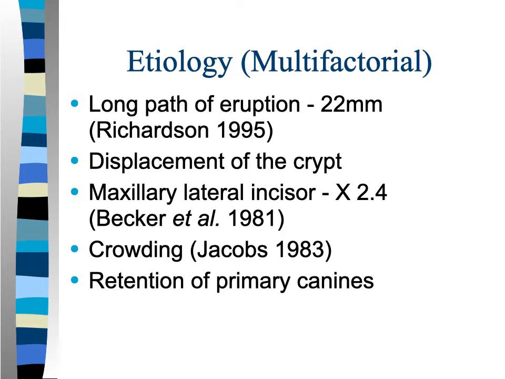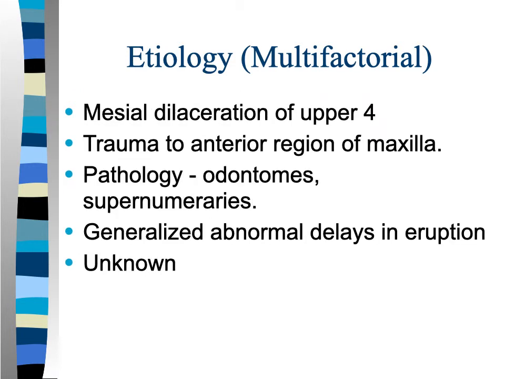They found that if there's a congenitally missing lateral or a peg-shaped, small lateral, it's 2.4 times more likely for there to be an impacted canine. So they're associated with problems with maxillary lateral incisors. Jacobs talked about crowding, and primary retention of canines, retention of primary canines, that's another etiological factor.